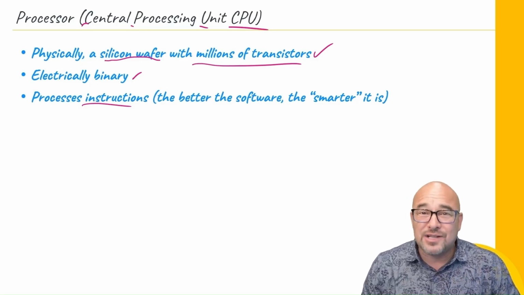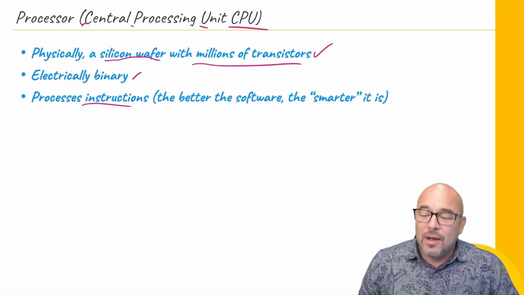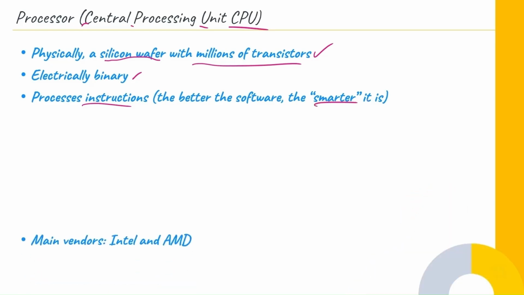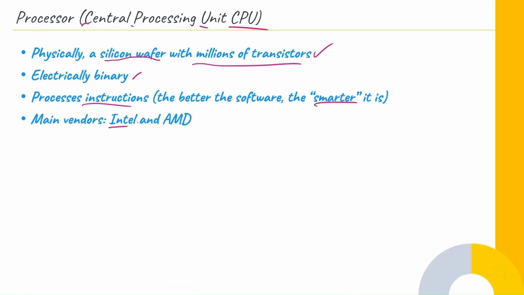It just uses the processor to do that work. So ultimately, the better the software, the smarter your processor is going to be. The main vendors here are going to be Intel and AMD. There are other manufacturers out there. For example, Apple has used Intel for a long time, but ultimately they will manufacture, at the time of this recording, their own processors. They're in the stages of developing and building their own plant to produce those processors.